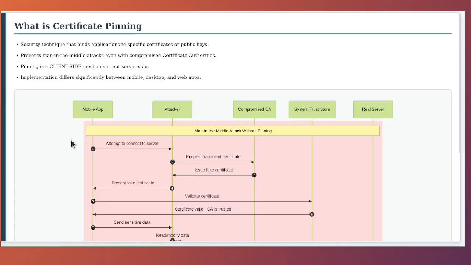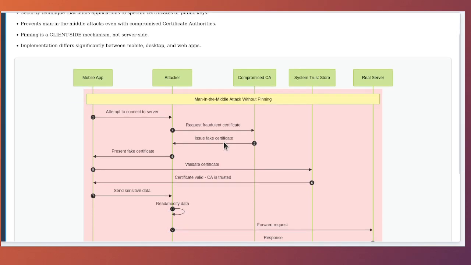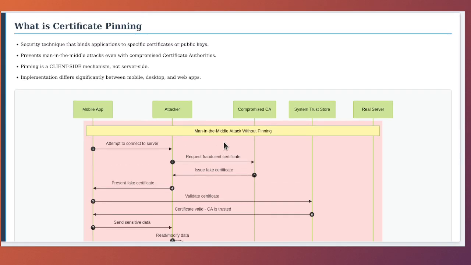Certificate pinning is a security mechanism where an application is configured to trust only specific certificates or public keys, rather than accepting any certificate signed by a trusted certificate authority. Normally, your browser or application trusts any certificate signed by one of the hundreds of certificate authorities installed on your system. With pinning, you explicitly tell your application to only trust certificates that match a specific fingerprint you have pre-configured.